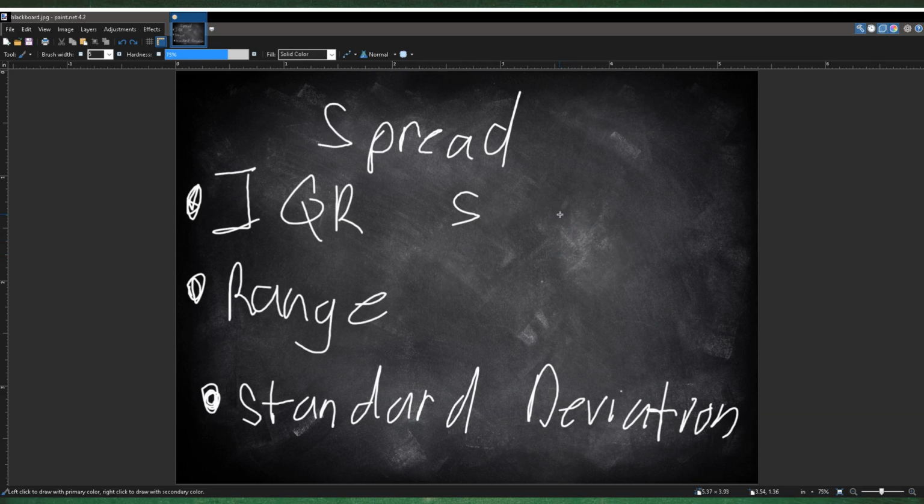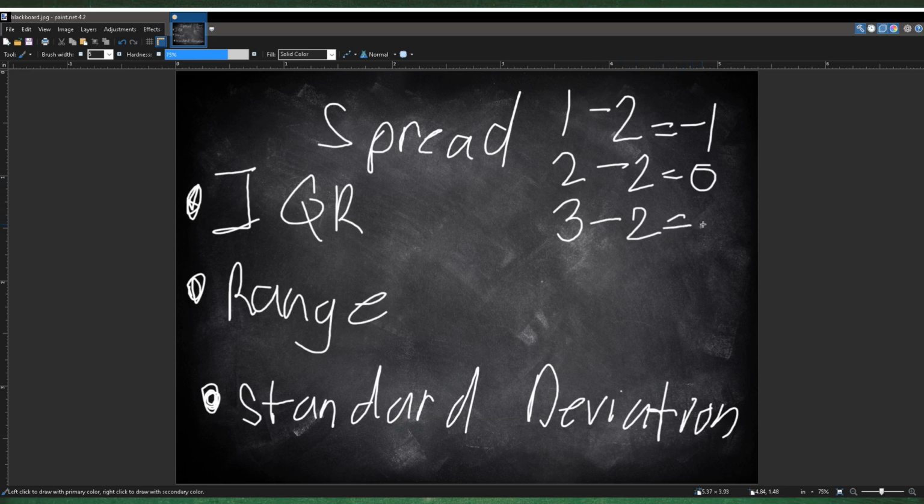How this works is, let's say you have 1, 2, and 3 as your data. The mean is 1 plus 2 plus 3 divided by 3, which is 6 divided by 3, which is 2. So the mean is 2. Then you have 1 minus 2, which is negative 1, then 2 minus 2, which is 0, and then 3 minus 2 is 1. Then you square all these numbers: negative 1 squared is 1, 0 squared is 0, and 1 squared is 1. Then you add these together, 1 plus 0 plus 1, which is 2.